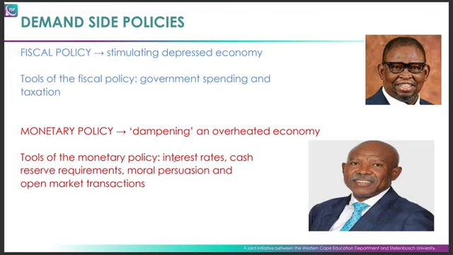But currently, what we're having in South Africa is high inflation at the moment, so they want to discourage the spending, and therefore these interest rates are continuously going up and up and up.